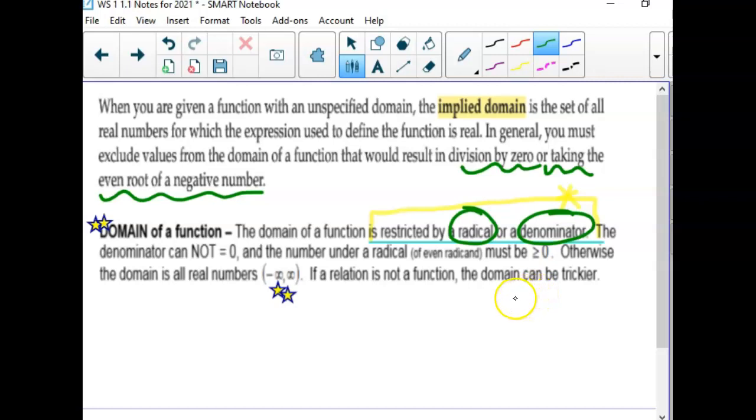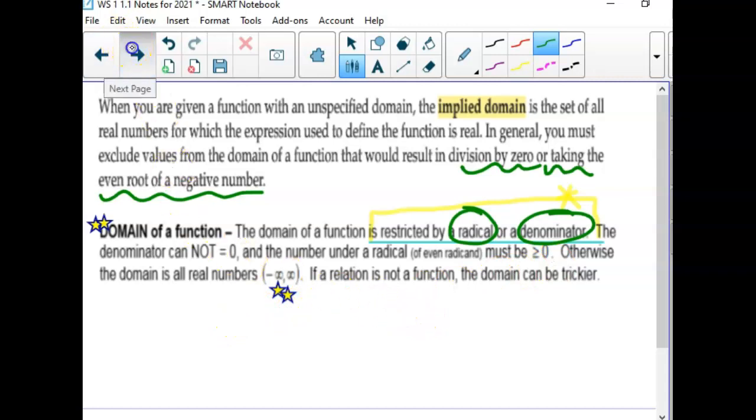Unless it's a graph and they've given you something wonky that has open circles and stops and does all kinds of stuff. But when I give you an algebraic expression, the only restrictions you're looking for is if it has a radical or a denominator. The denominator cannot equal 0, and the number under an even radical, meaning a square root, must be greater than or equal to 0. Otherwise, it's all real numbers.